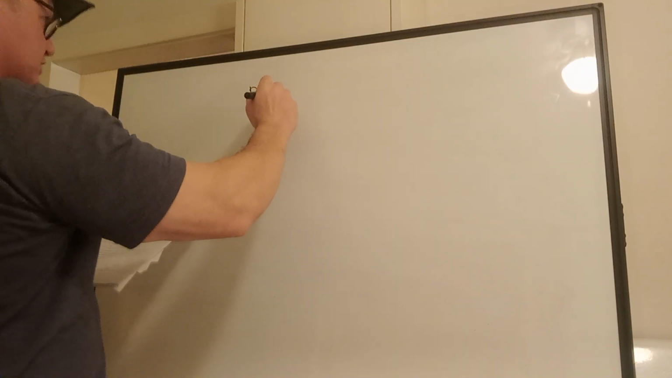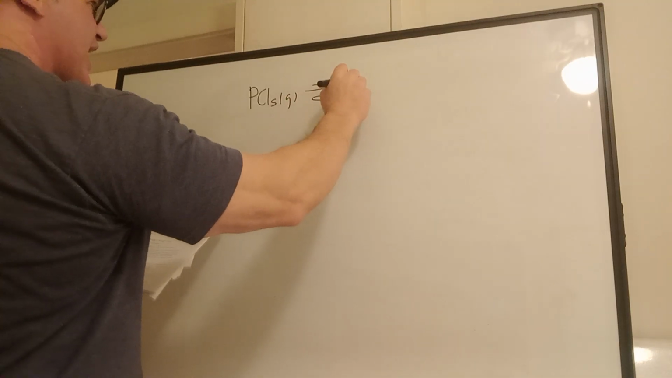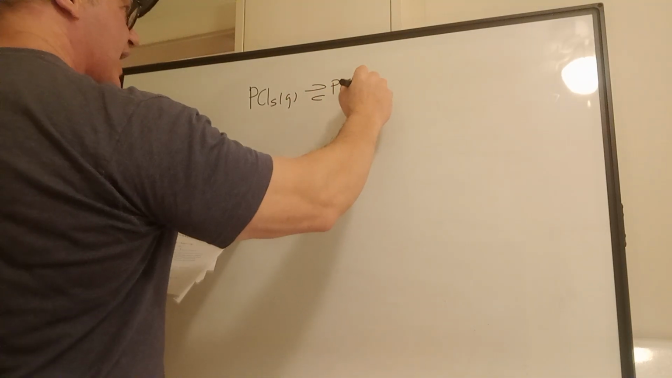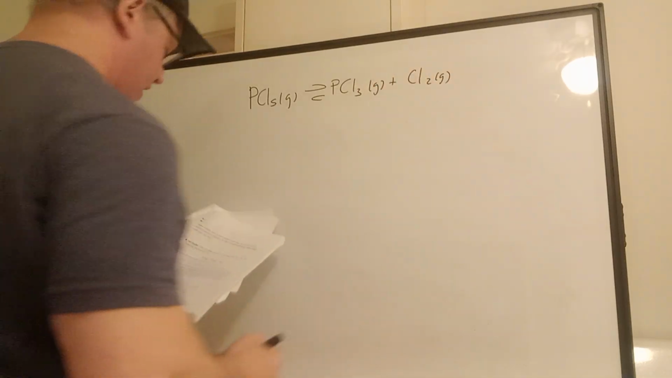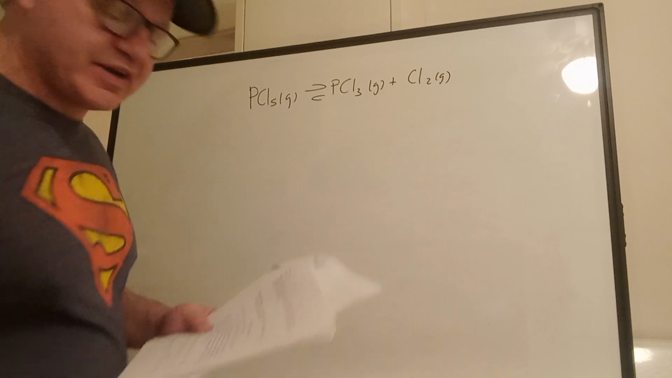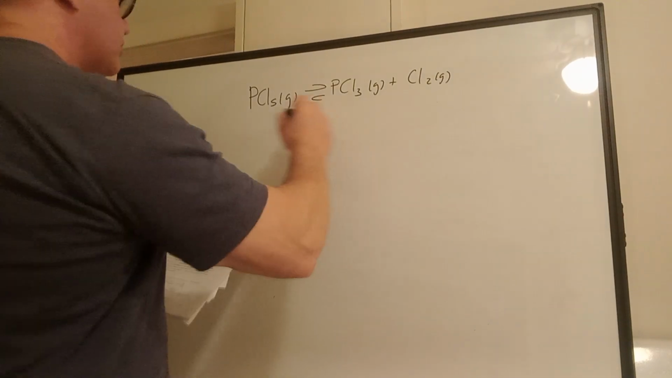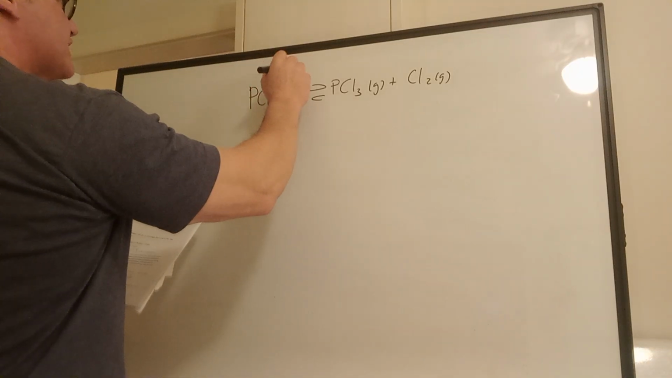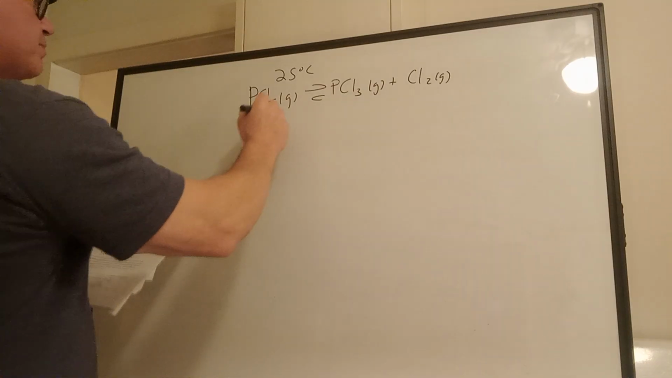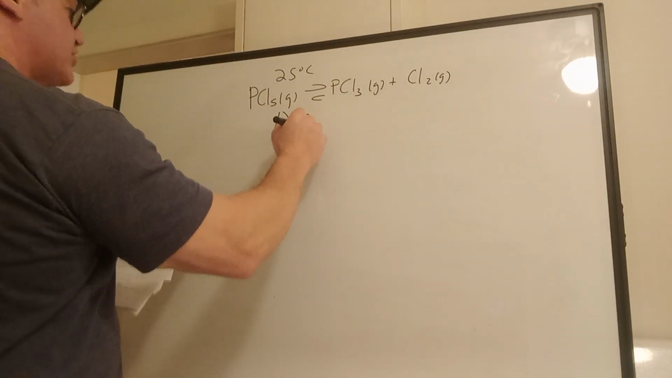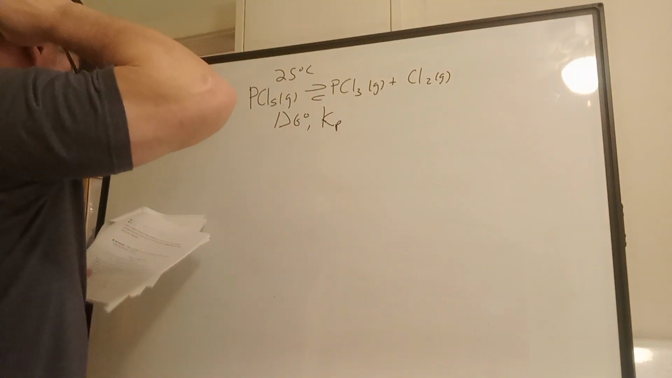There's a lot of P's in this problem. PCl5 gas going to PCl3 gas, all gases, and Cl2 gas. We have that. So make sure I can read it down here. Yeah, we're in this full view. And so they tell us let's focus on 25 degrees Celsius, and we want to know what delta G naught is and K sub P for this gas phase reaction.